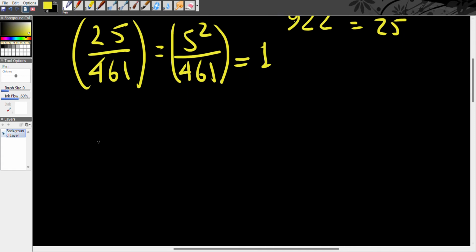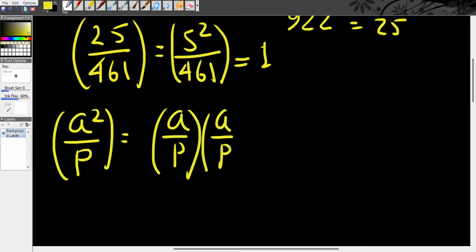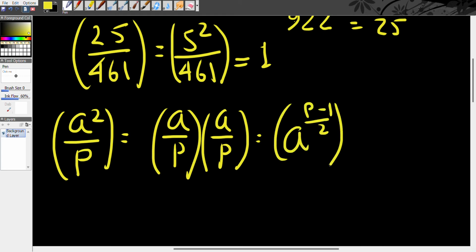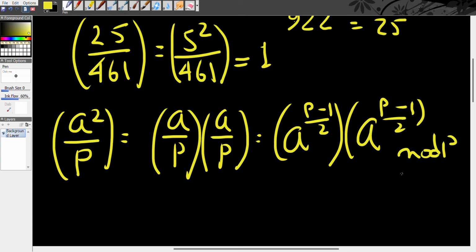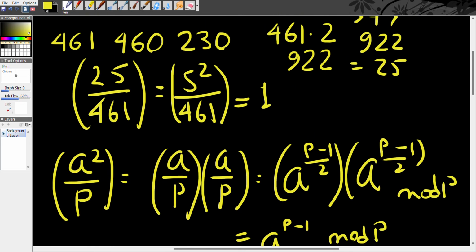And by the way, as an aside, the way to prove it is by using Euler's criterion. You put a to the p minus 1 over 2 times a to the p minus 1 over 2 mod p, and this is a to the p minus 1 mod p, and by Fermat's little theorem, this equals 1. That's the reason why squares of Legendre symbols are 1.